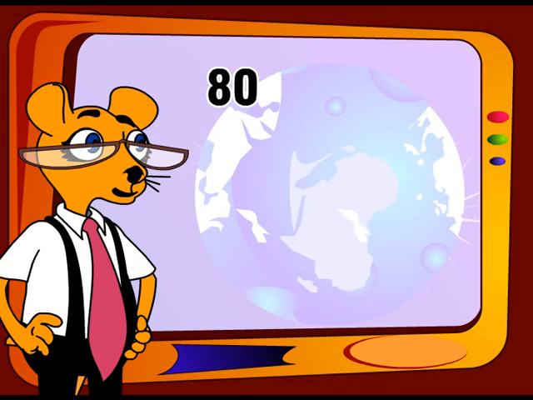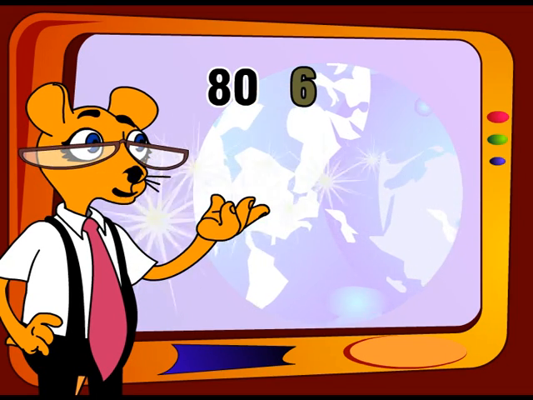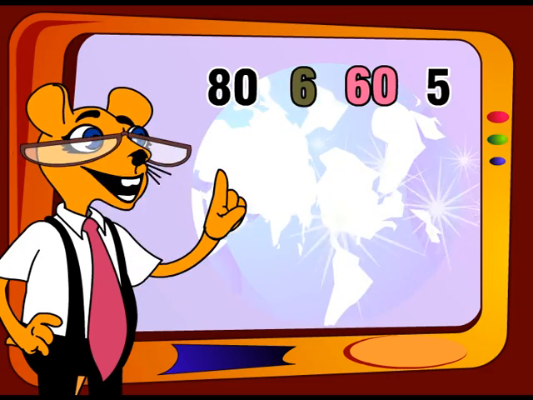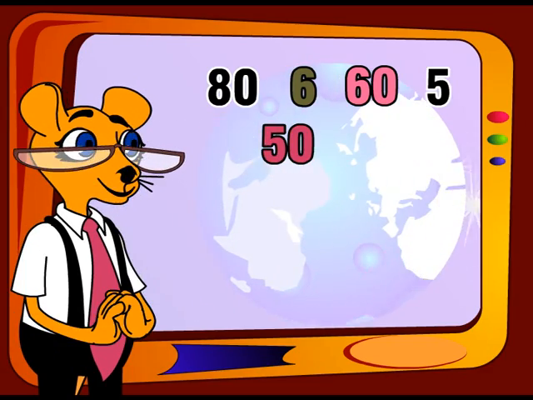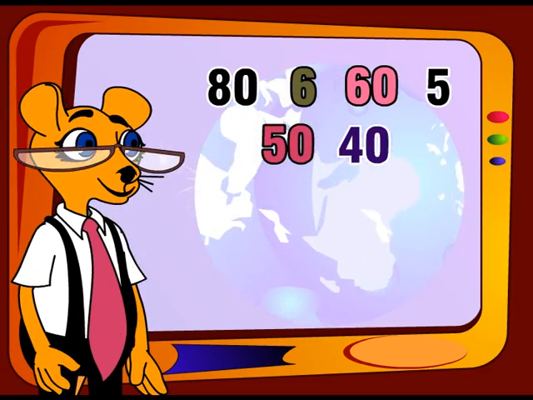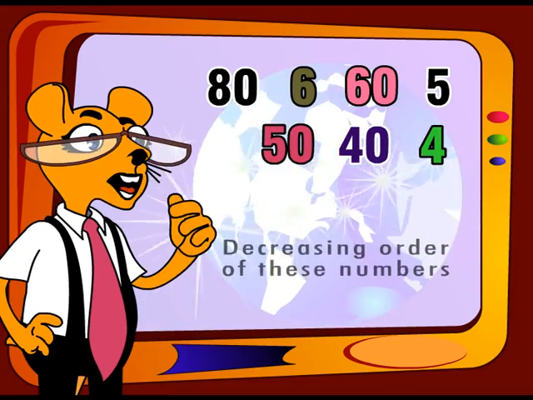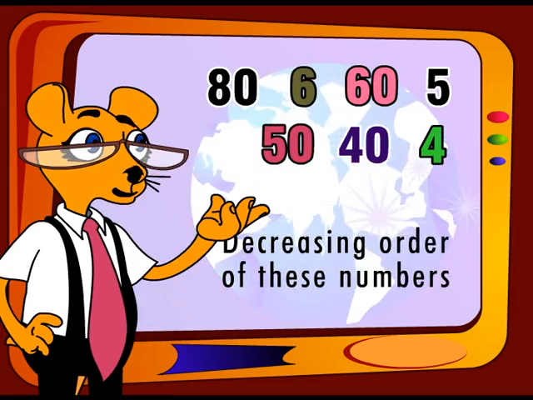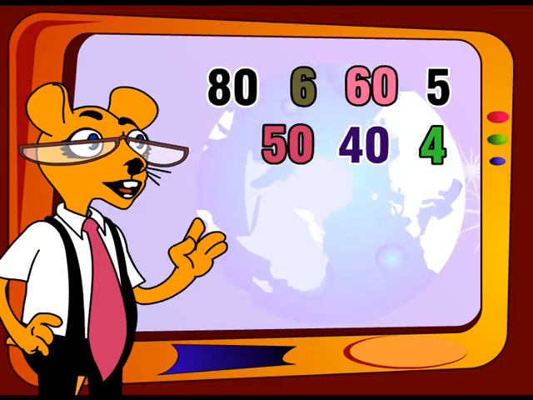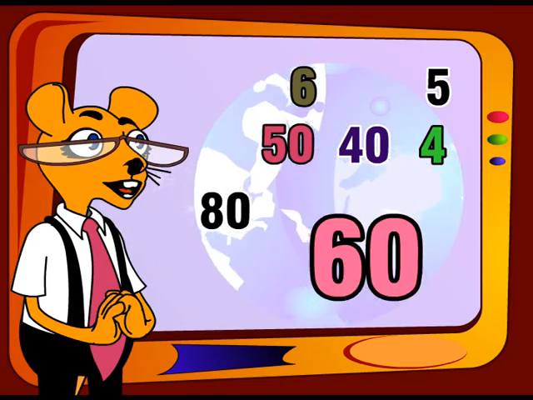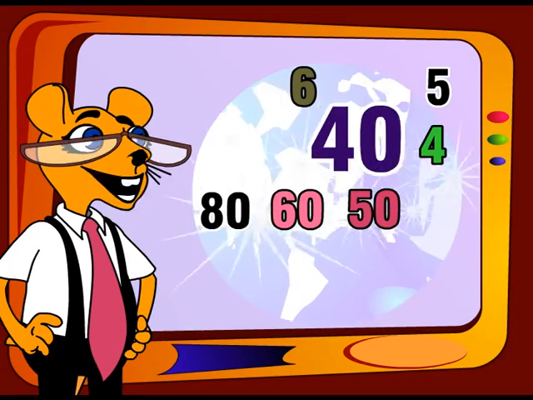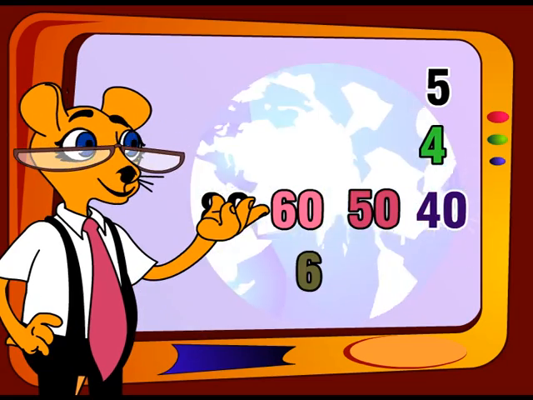80, 6, 60, 5, 50, 40, 4. Decreasing order of these numbers. 80, 60, 50, 40, 6, 5, 4.